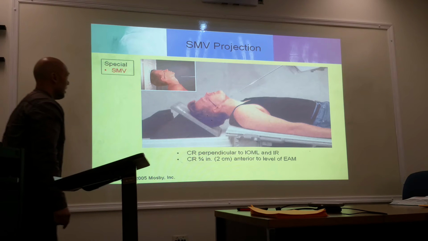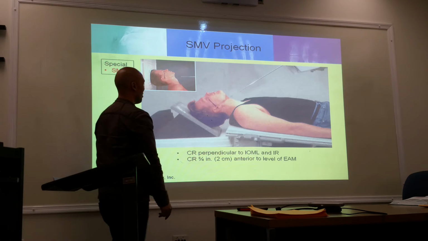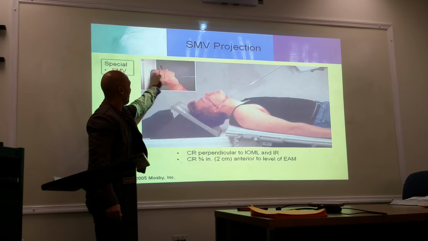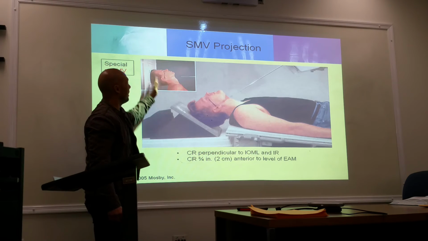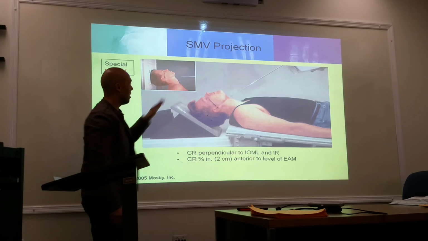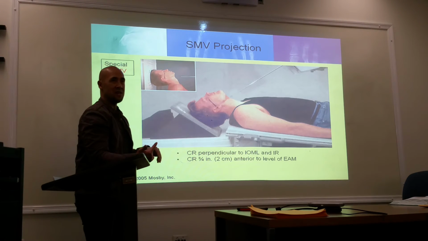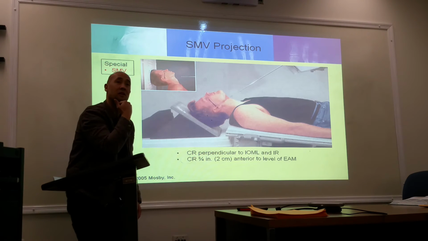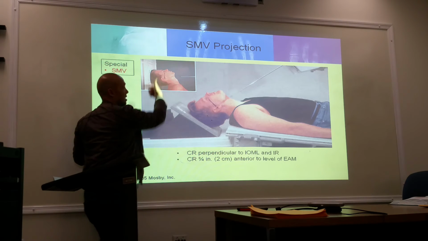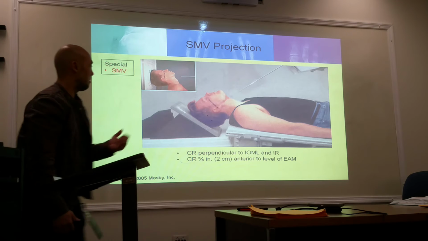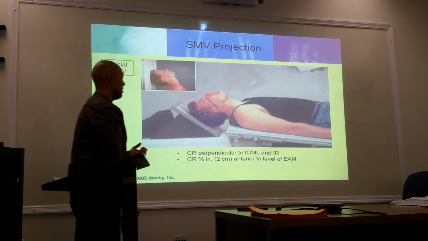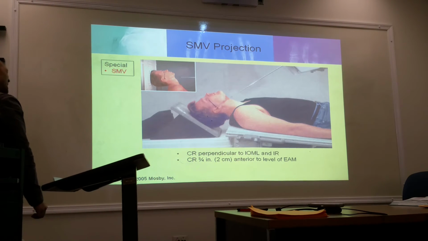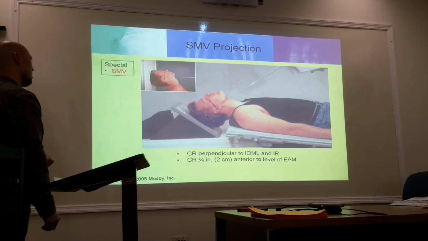All right. So here, remember your IOML? Your IOML is going to be parallel with your image receptor. We're getting the vertex, the top of the head, on the image receptor. SMV is the direction of your projection: submental, below the mental point, exiting the vertex. The central ray is going to be perpendicular to the IOML and the image receptor, entering three-quarters of an inch anterior to the level of the EAM.